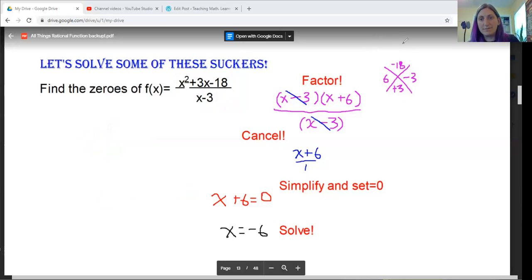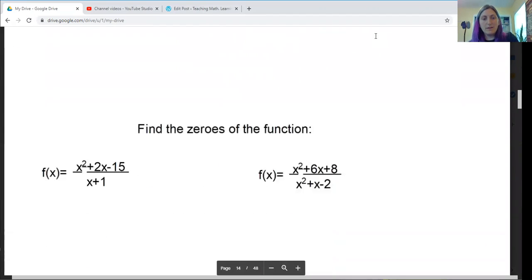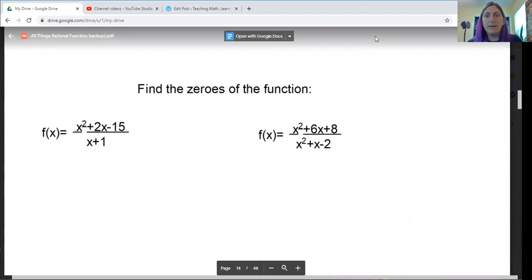Let's try another one. Let's do this one. F of x equals x squared plus 2x minus 15 over x plus 1. Let us factor this first thing. Of course, the bottom is x plus 1. This thing is going to factor into something.